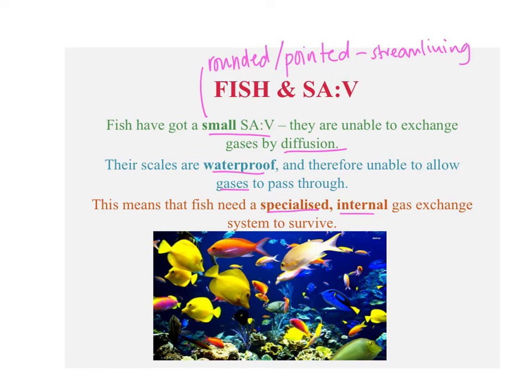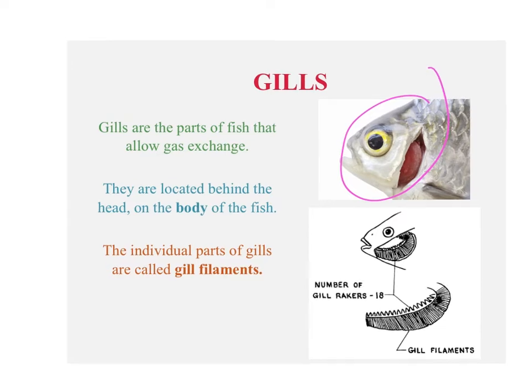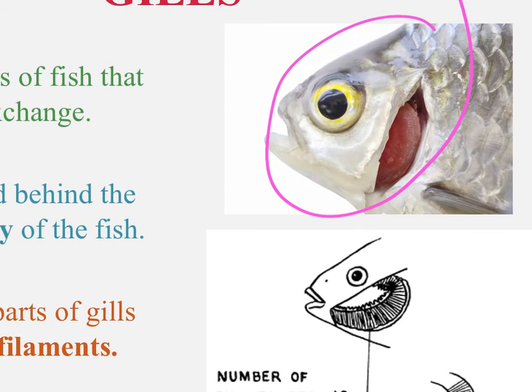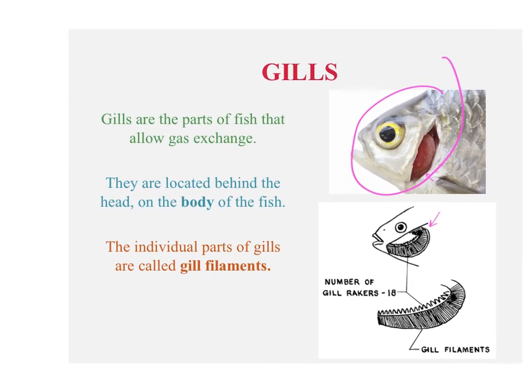Let's get into it. Now the gills are these little bits at the side of the body. As you can see, they look like little tongues poking through. But if I zoom in, you can see they've got lots and lots of layers. Okay, and that's visible also on this bottom picture. And the gills are the parts of the fish that are there for gas exchange. They're just behind the head, but we say that they're on the body of the fish. So they're sort of like where your neck would be.